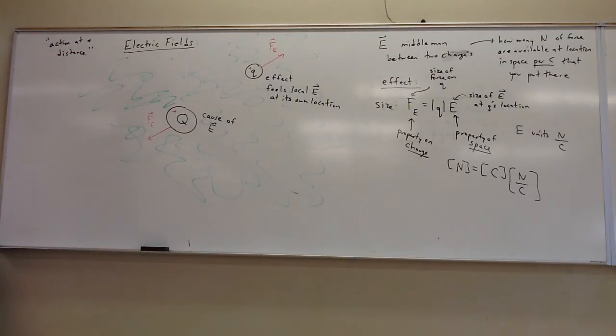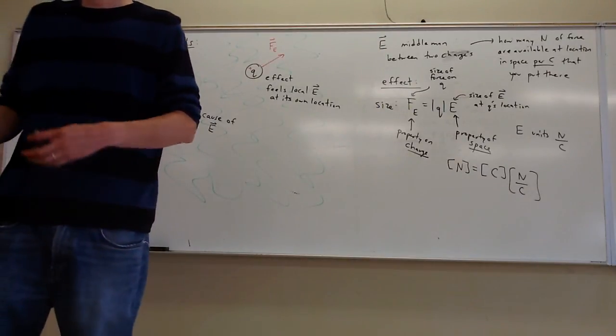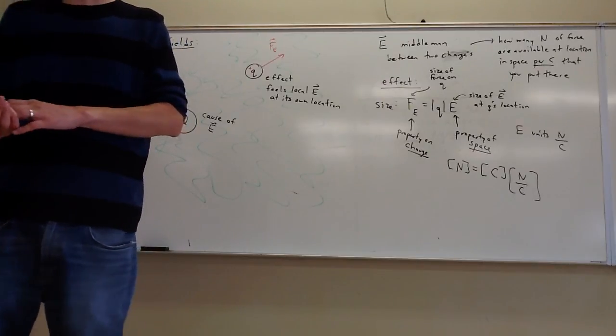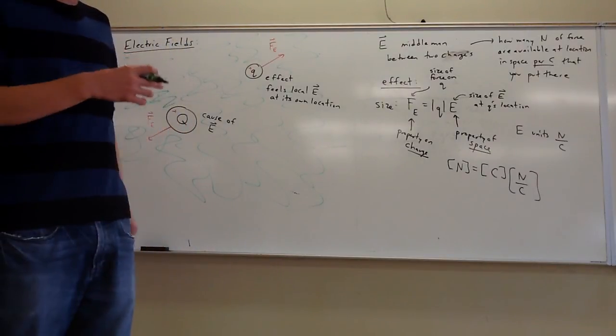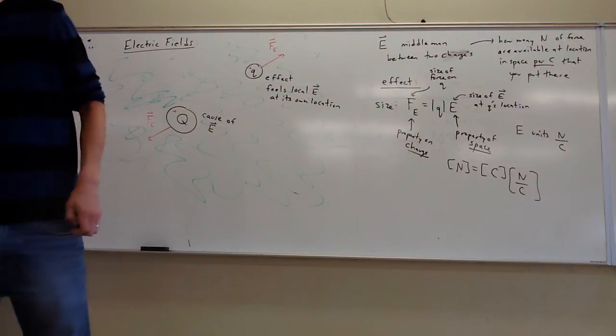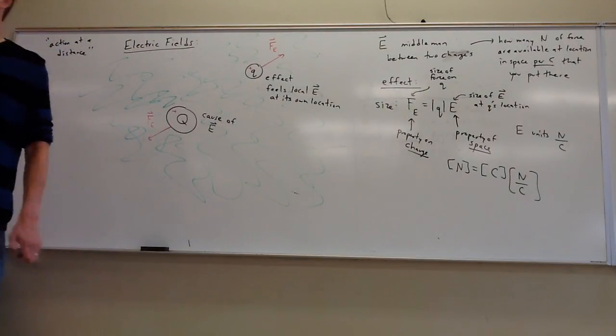It's telling you that at this location, there are so and so many newtons of force that will act on something if you place it there, and it's telling you how many newtons of the force are available per coulomb that you decide to place there.